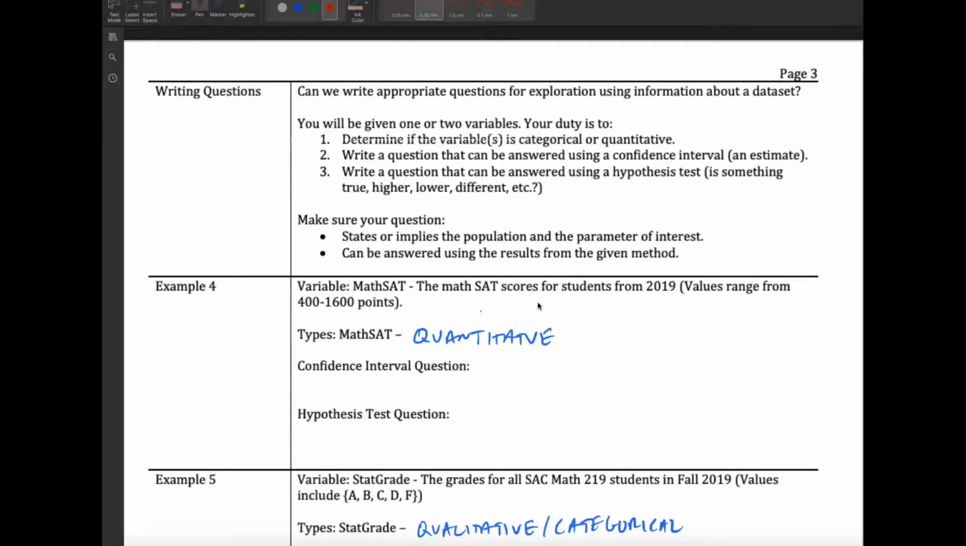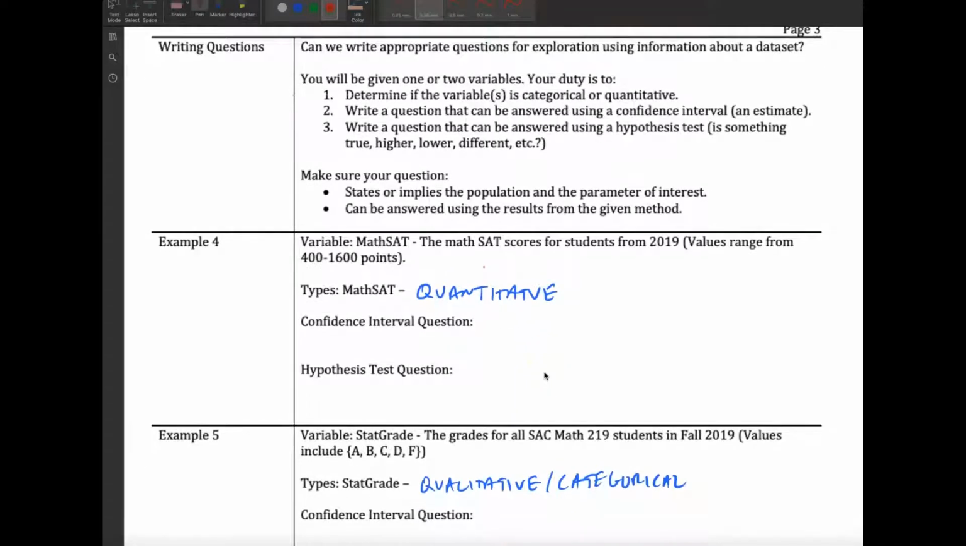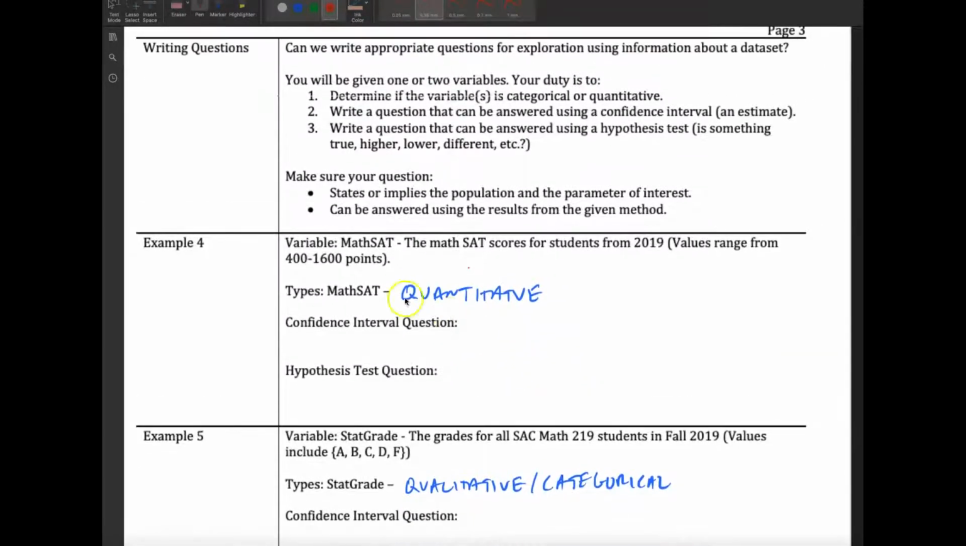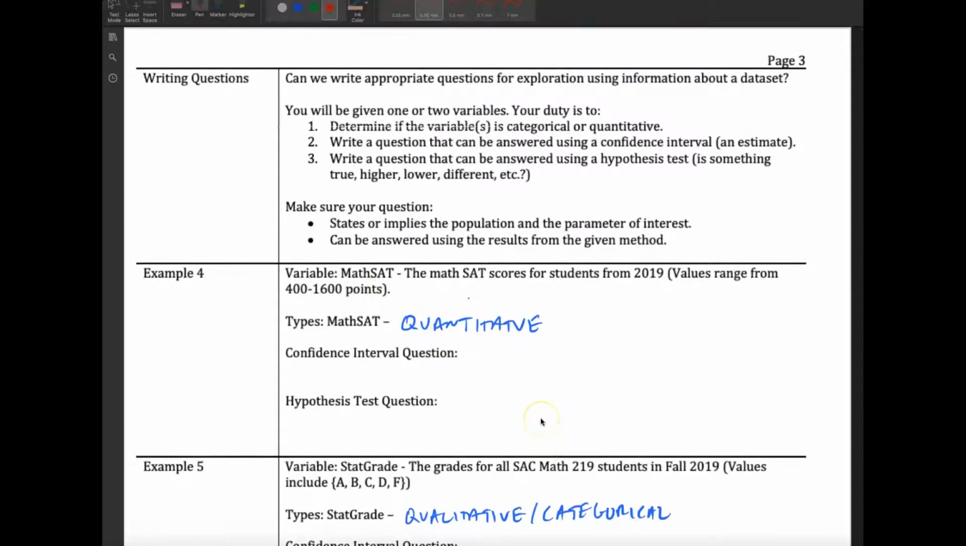It becomes practice, or exposure, as you see more examples. So let's challenge ourselves now to come up with some questions. Imagine you have a variable from some data set. Remember, we collect data, or someone collects data. In our questions, we want to make sure the question states or implies the population and the parameter of interest, and that it can be answered with that method.